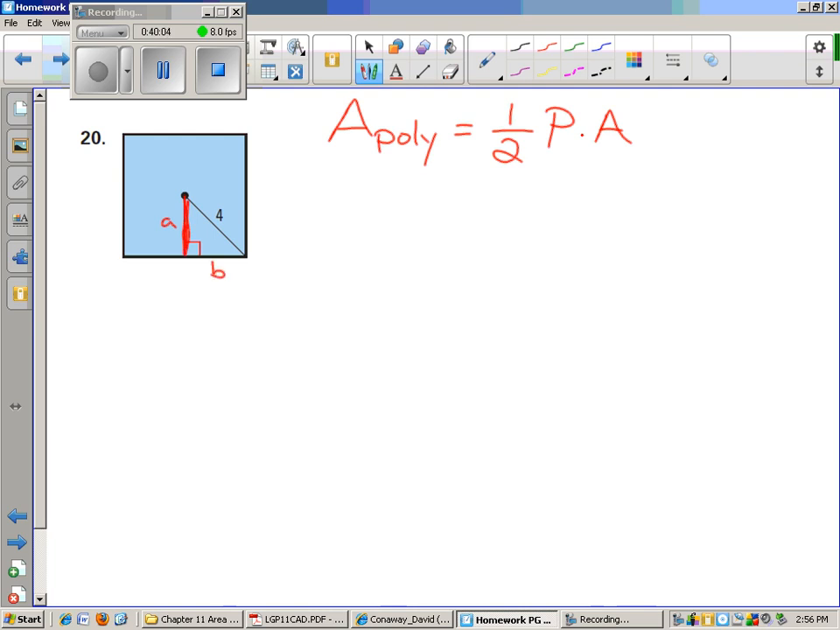Just for labeling purposes, I'm going to call this B. We're going to need to find that anyway, because once we find that, we can use it to find the perimeter all the way around this shape.